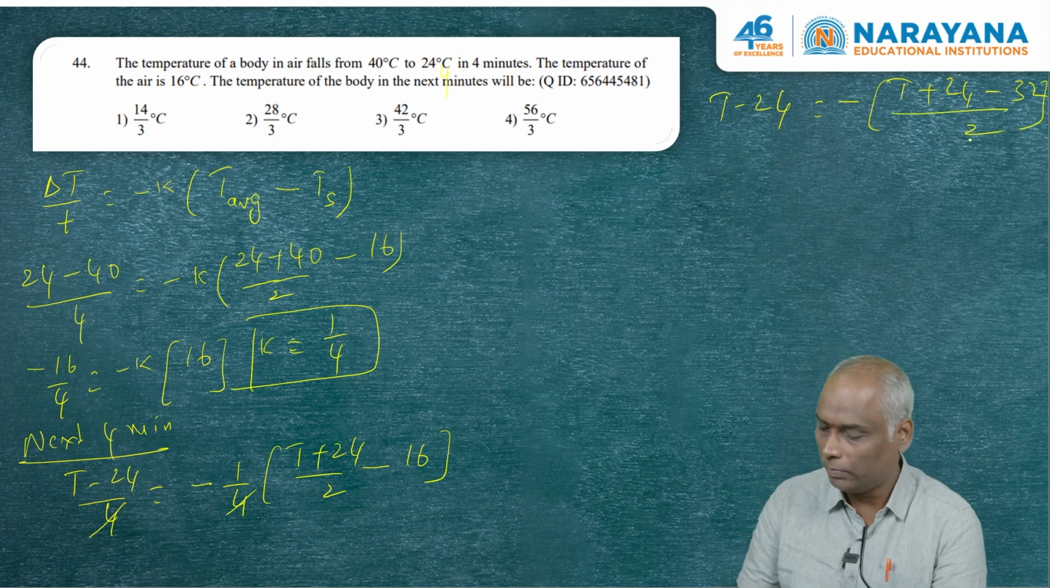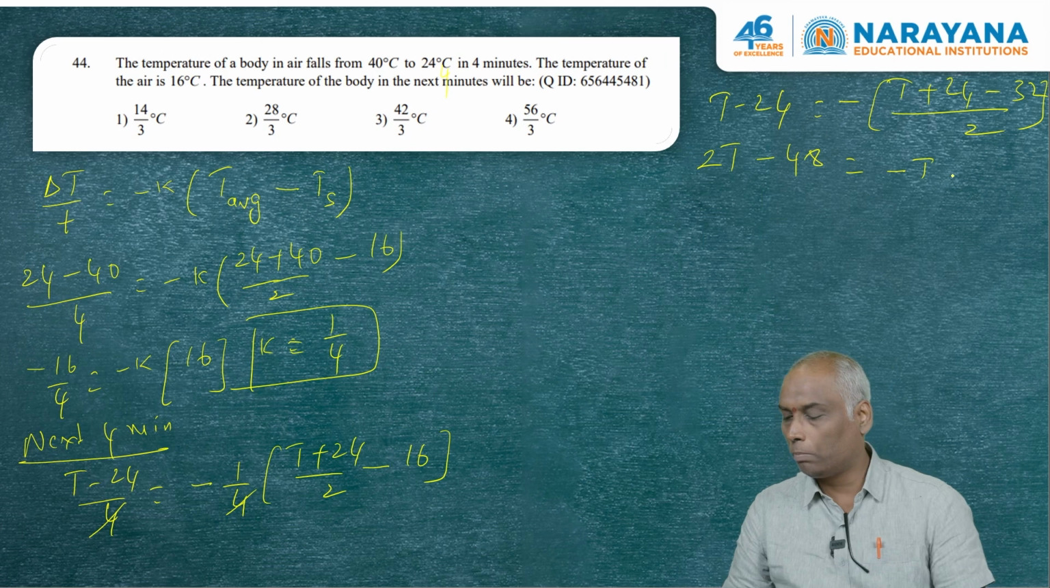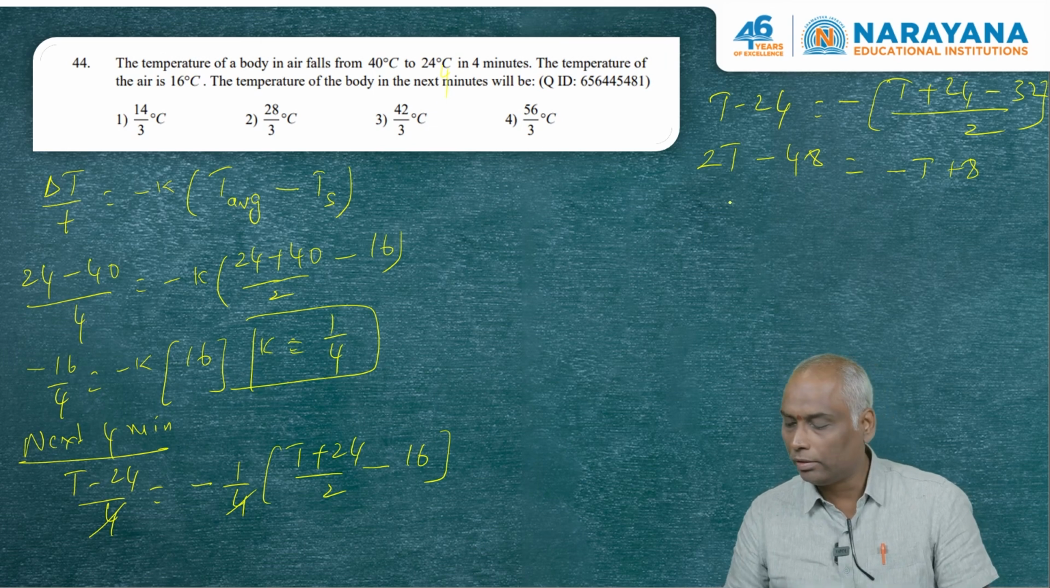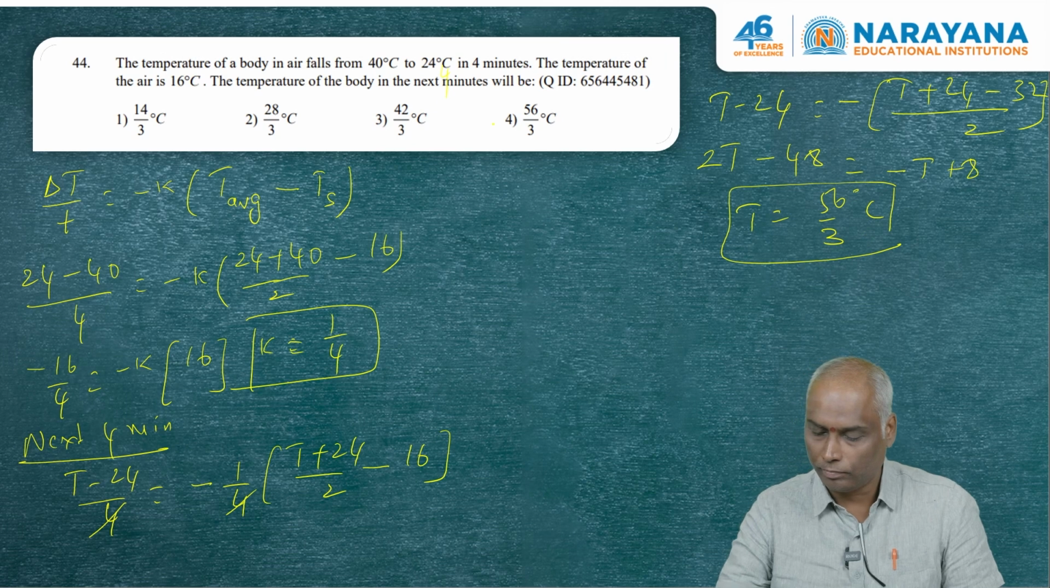On cross multiplying we get 2T minus 48 equals minus T. 24 minus 32 is going to be minus 8. Minus of minus becomes plus 8. So from this equation we get 3T equals 56, so T equals 56 divided by 3 degrees centigrade. Option 4.